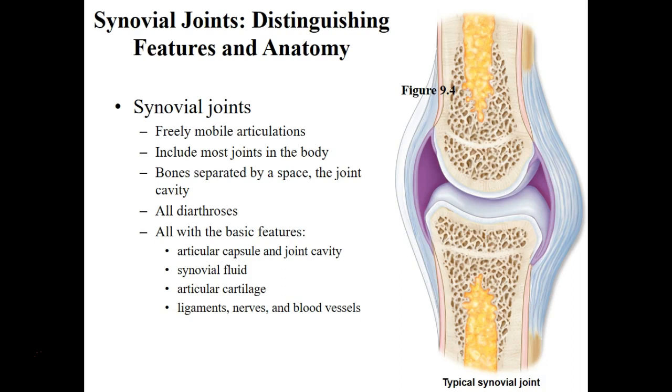The last joint, and probably the most common joint of the body, and most well-known joint as well, is called the synovial joint. This is a freely movable joint. Bones within these joints tend to have some space between them. All of these joints are diarthroses, and they all have certain characteristics. They all have an articular capsule with a joint cavity. They have synovial fluid produced by epithelial cells within that joint cavity. They have articular cartilage that covers the ends of the bones so that when the bones do touch, they have cartilage that protects them. They are held in place by ligaments as well as tendons that hold muscles. And they have a good blood supply and a good nerve supply.